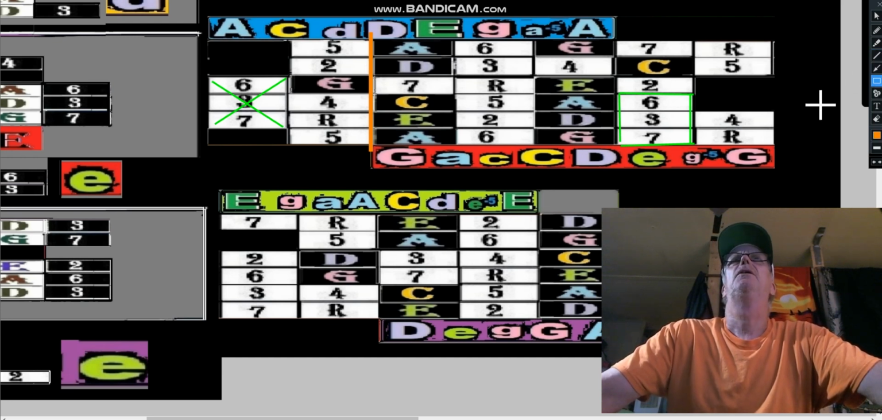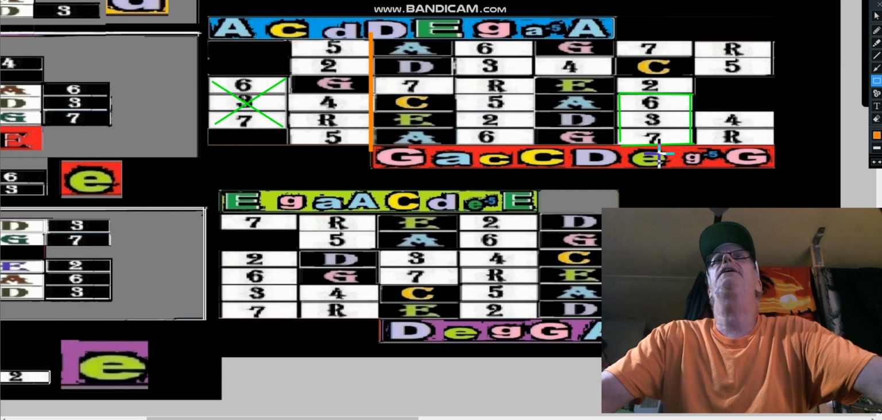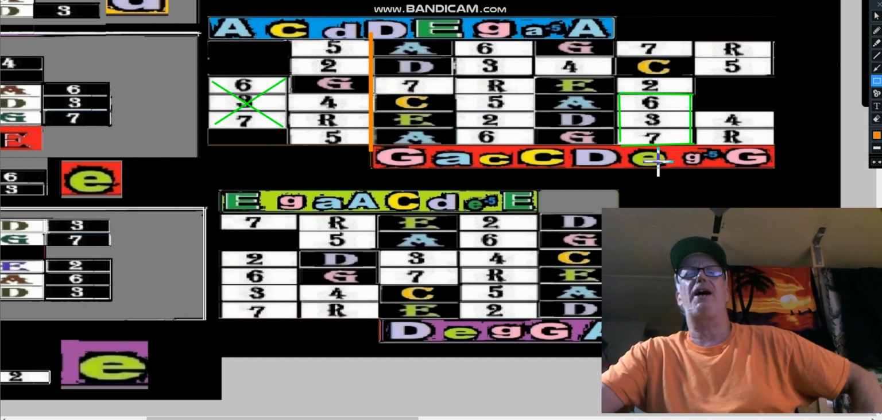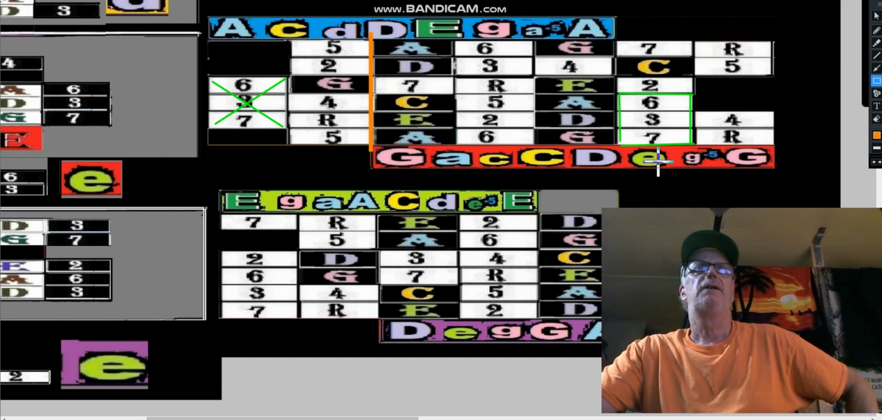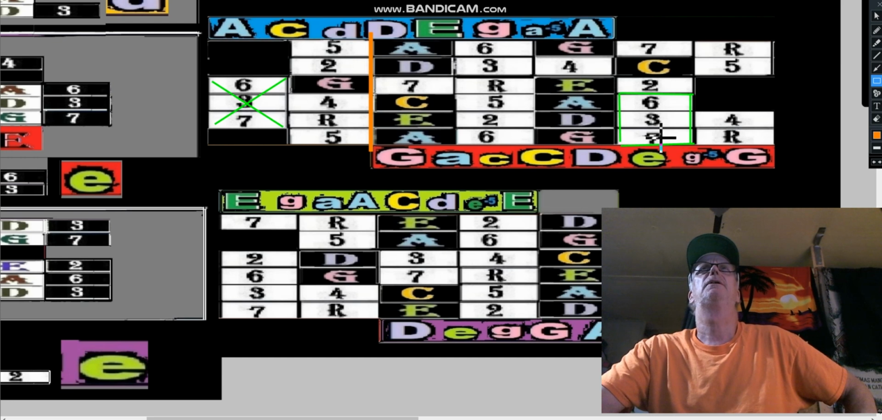Now, why is there a little E there? What is that little E? That little E is actually in the G box. It's outside of the A box because it's the very next door neighbor.